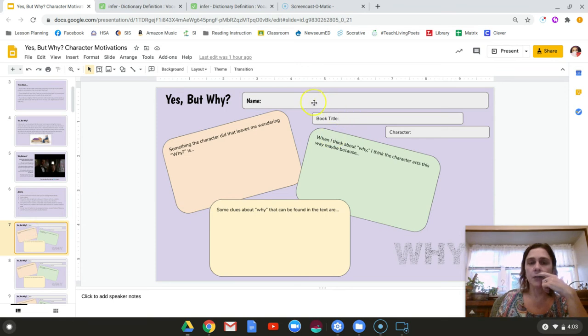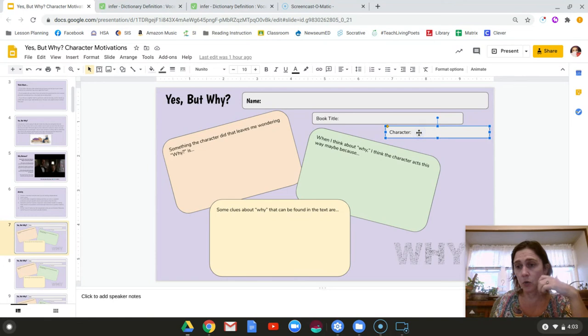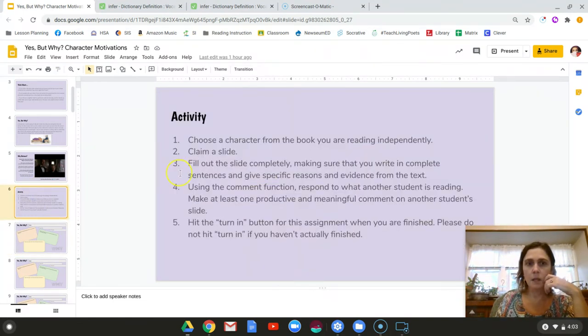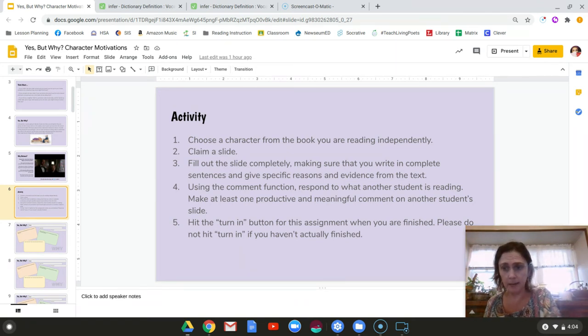On your slide, you're going to write your name in here, write the title of the book you're reading, and the name of the character that you are discussing. I want you to fill out the slide completely, making sure that you write in complete sentences and give specific reasons and evidence from the text. That means that you are actually going to the book and you are saying, well, in the book, this particular thing is written, this particular thing is said, this particular thing happens. And you are writing in complete sentences and you are giving complete answers with evidence.